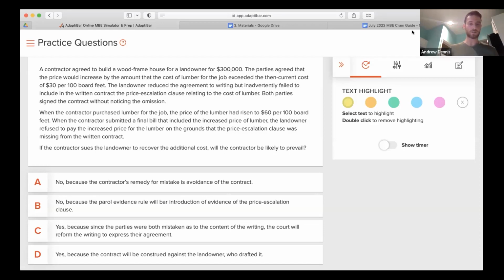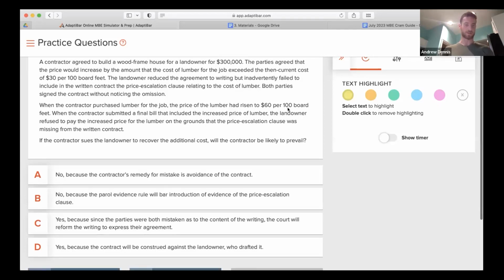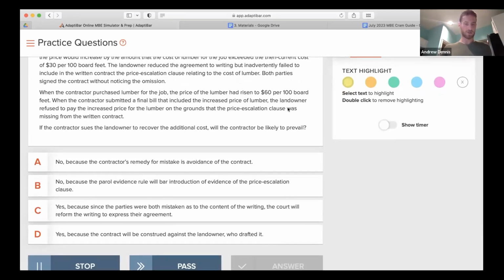No, because the contractor's remedy for mistake is avoidance of the contract. No, because the parole evidence will bar introduction of evidence of the pre-escalation clause. Yes, because since the parties were both mistaken as to the content of the writing, the court will reform the writing to express their agreement. Yes, because the contract will be construed against the landowner who drafted it.